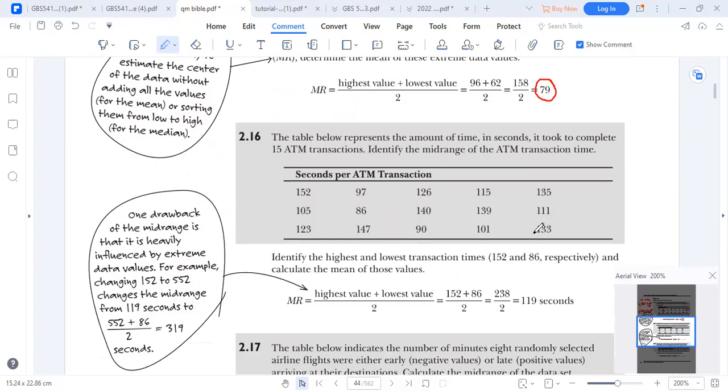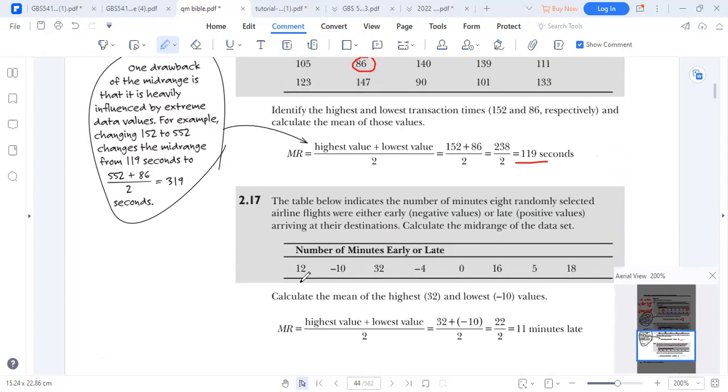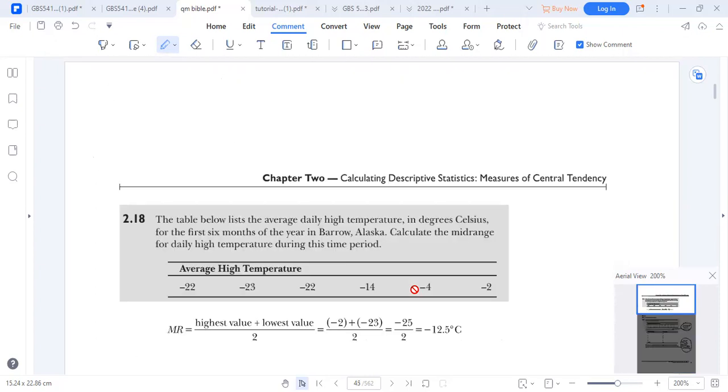what is the mid-range here? The highest number here is 152, which is here. And the smallest number is 86. You add them and divide by 2, which is 119. Again, this is our mid-range. You can also do the same with integers. The highest number here will be 32. The lowest number is -10. So you add them, you get 22 over 2, which is 11. So this is our mid-range.